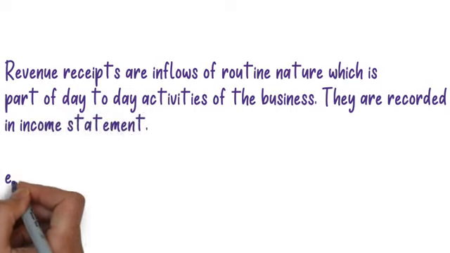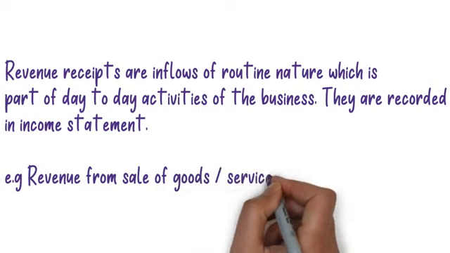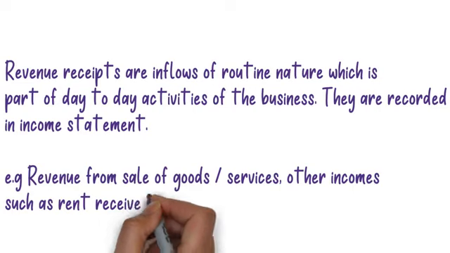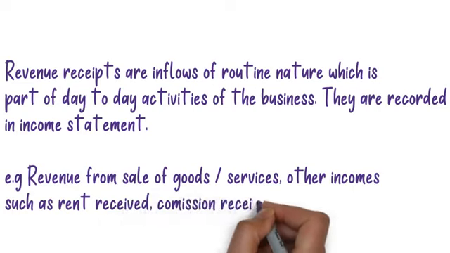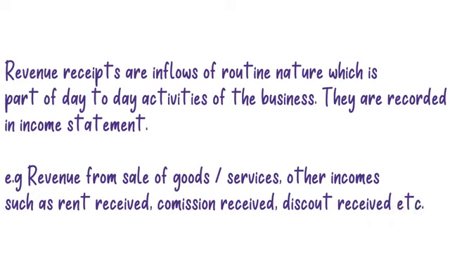Revenue from sale of goods and services. Whenever we are selling goods or services to our customers, the revenue that flows in is a revenue receipt in nature. Then any income such as rent received, commission received, or discount received, these are also revenue receipts, because these are the incomes that come into the business more often. These are day to day in nature.